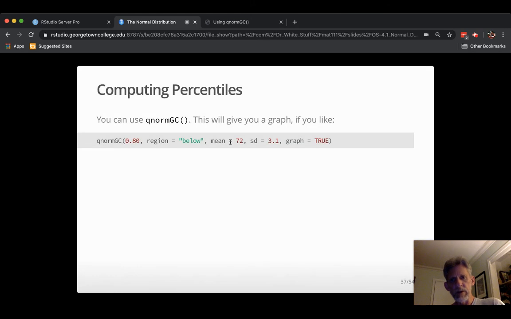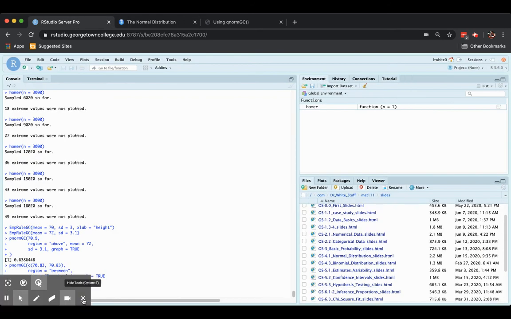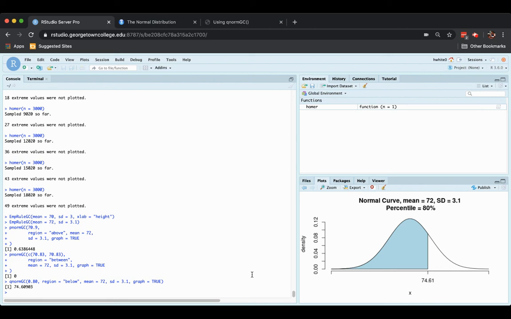And then your next inputs just give you the mean and the standard deviation for the normal curve that you're thinking about for your population. And here you are asking for a graph to go along with the answer. So let's copy, paste, and give this a try over in our studio down in the console here. And here's our answer.